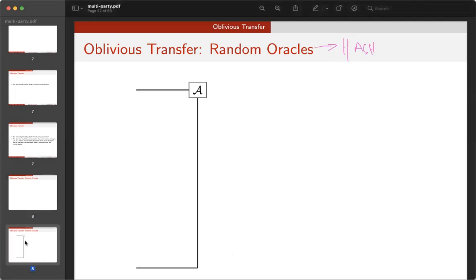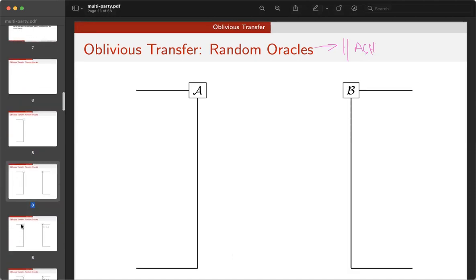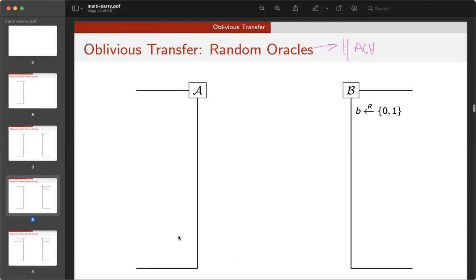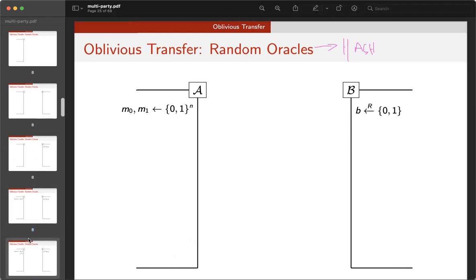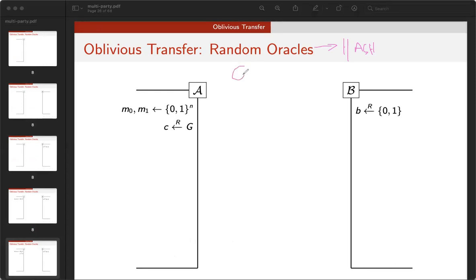So we have our sender, Alice, and our receiver, Bob. Bob is going to pick a bit. Bob picks 0 or Bob picks 1. Then Alice selects two messages, M0 and M1, from the message space, and the messages are just bitwise, 0 to 1 to N. Then Alice picks a random number C from G. Now, G refers to the prime order group.